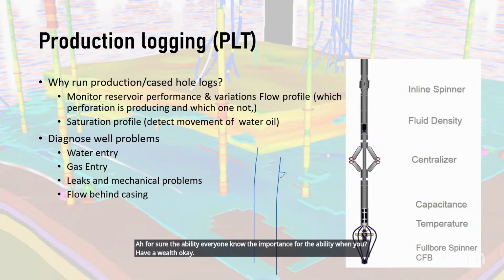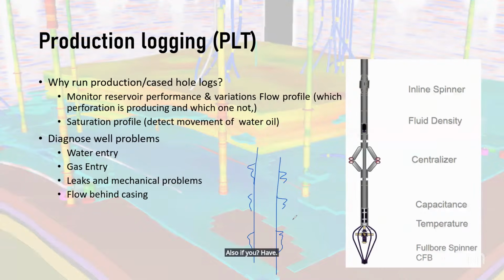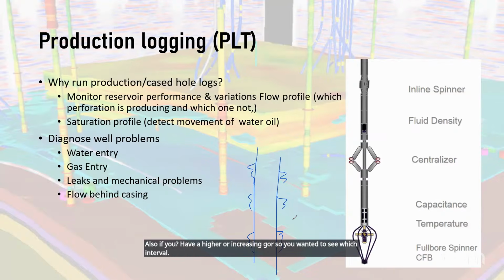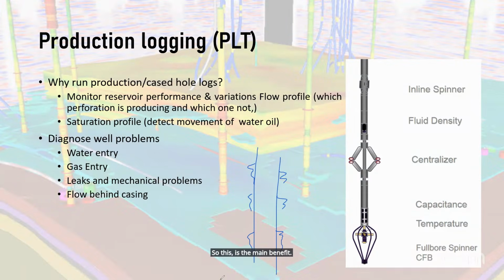For sure, everyone knows the importance of the PLT when you have a well, and this well is producing from different intervals. For example, the water cut started to increase in this well, so you want to know which interval is producing this water. Also, if you have a higher or increasing GOR, you want to see which interval is producing more gas. So this is the main benefit of the PLT.